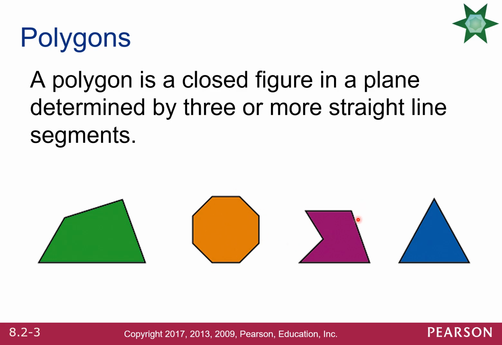Then we have here another figure. I don't know how to name it, but it has one, two, three, four, five sides. So it looks like anything with five sides is really called a pentagon. And then we have a triangle with three sides, right? So when a figure is bounded by three lines, then it is a triangle.